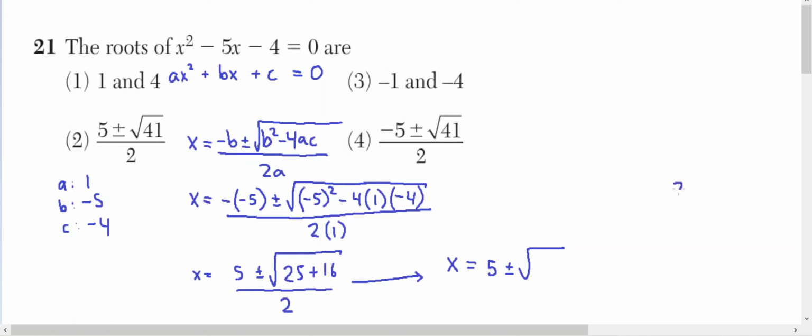plus 16, off to the side here. 5 plus 6 is 11, carry the 1. 1 plus 2 plus 1 is 4, so we get 41 here. And everything divided by 2. This is promising because this corresponds exactly to, for question number 21, the answer is 2. 5 plus or minus square root of 41 all over 2.